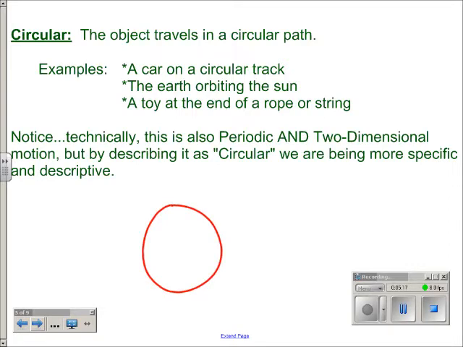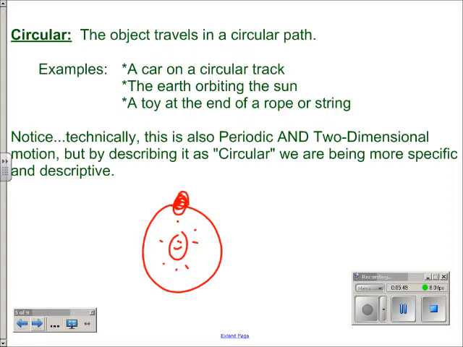So examples would be a car driving around a circular path, the Earth orbiting the sun, or the toy at the end of a rope or a string. If you imagine letting a yo-yo drop to the end of the rope and then just whirling it around and around, then it's traveling in a circular path. A kid sitting on a merry-go-round would be another really good example, right? If you're sitting on a merry-go-round, you go around and around in a circle.